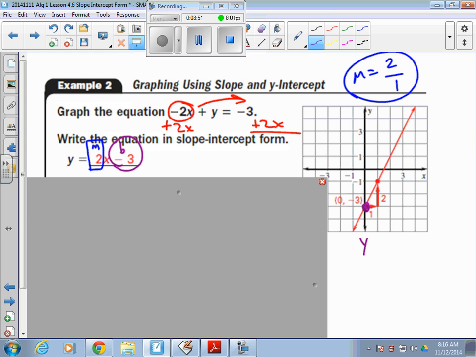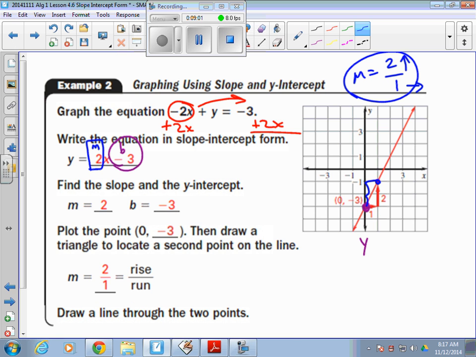At negative 3. Your slope tells you 2 over 1. That means go up 2, 1, 2, and to the right 1. And you have 2 points. Once you have 2 points, that shows you your m and your b. So plot the point. Notice it says 0, negative 3. All you have to understand is that the y value is negative 3. 2, since 2 is your slope, it's going to be written over 1 to make it say rise over run. If it's already a fraction, you use it just like it is. If it's not a fraction, you can write it over 1.